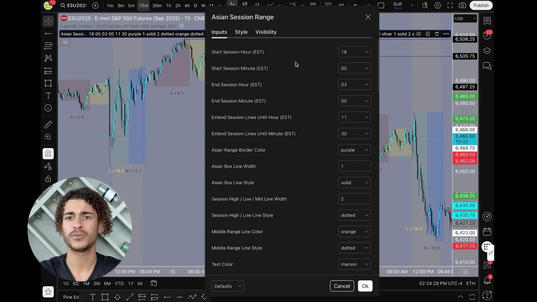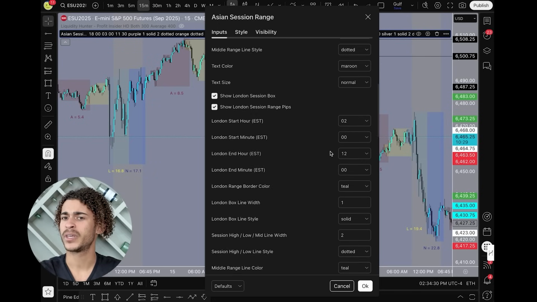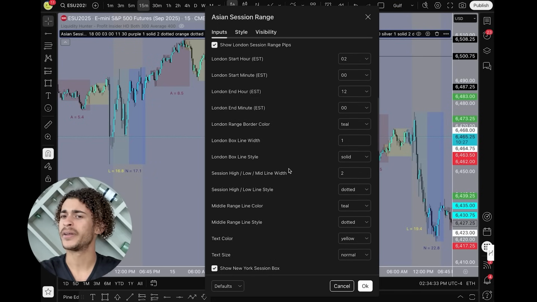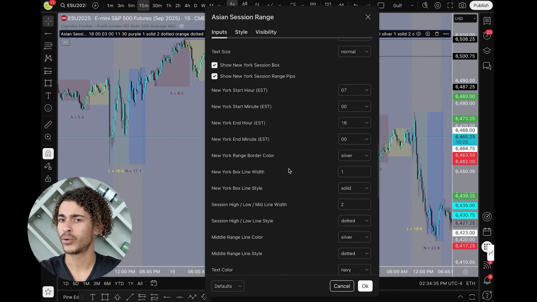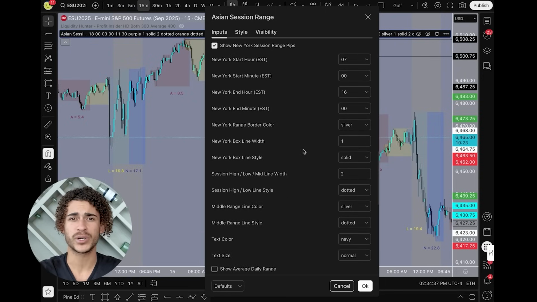Here is Asia session right here, and then here is London session, and then lastly, we have New York session right here. Remember guys, you can take a screenshot. These sessions are extremely important because these show us our areas of liquidity. The highs and the lows of these sessions are going to be areas where there are a ton of orders, meaning when price hits one of these levels, we are very likely to have a big reaction.